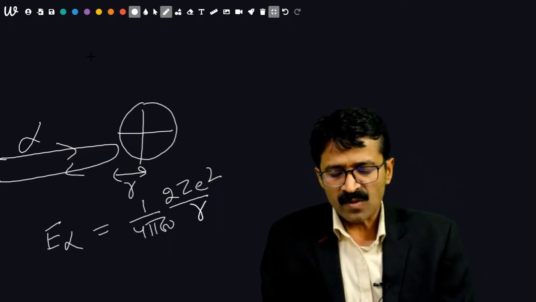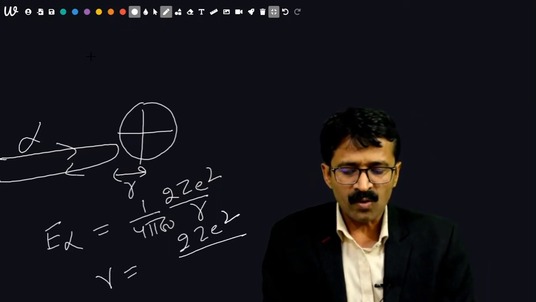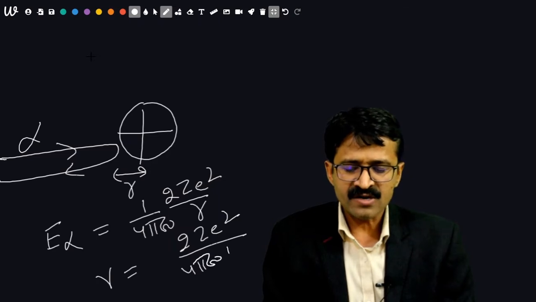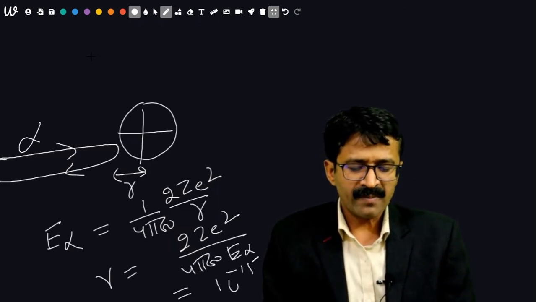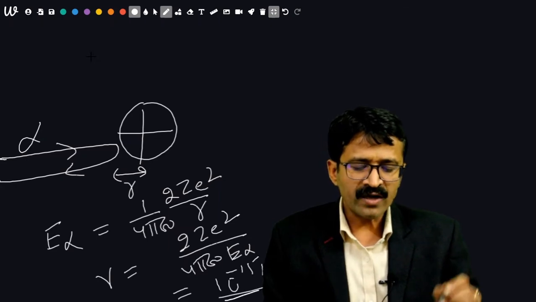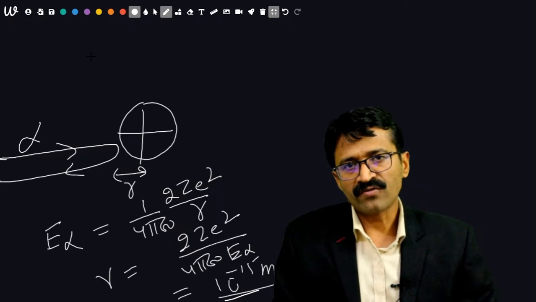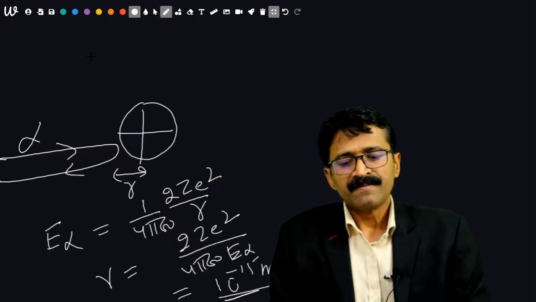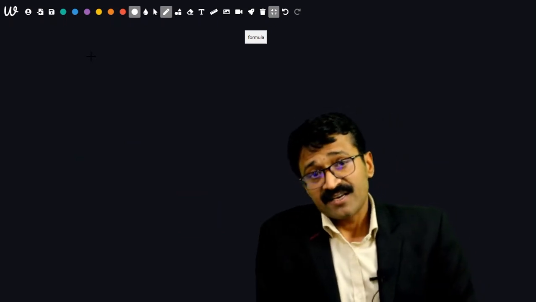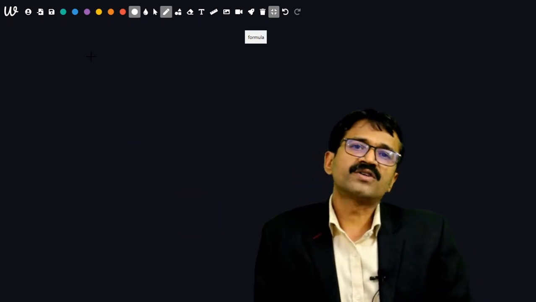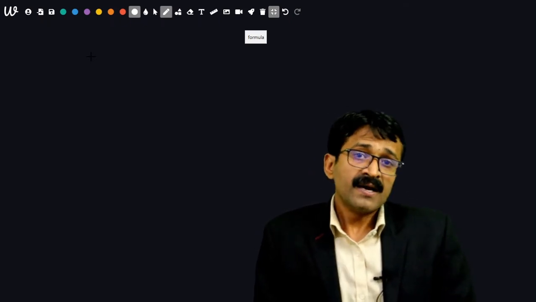By using this formula we can find the radius of the nucleus: 2 Ze square upon 4 pi epsilon naught E alpha. By solving this we get 10 to the power minus 15 meter as the order of the radius of the nucleus, which is of the order of a Fermi. This is about the alpha particle scattering experiment. Students, now we shall discuss the drawbacks of this theory.